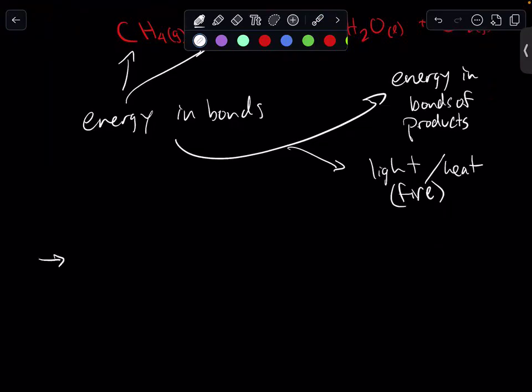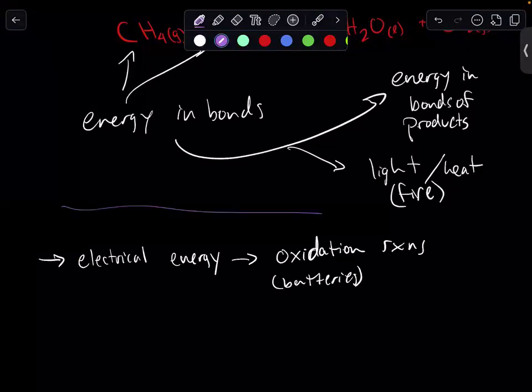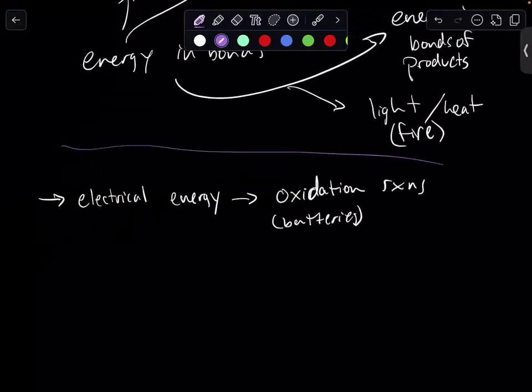Now, while combustion reactions pretty much always produce heat and light, we do get energy in other ways, so we can often create electrical energy, but that's usually through oxidation reactions, and we find those in batteries. So there's a lot of other reactions we can do, but generally we have combustion for our heat and light, and oxidation for our batteries, which produce electrical energy that we use every day.